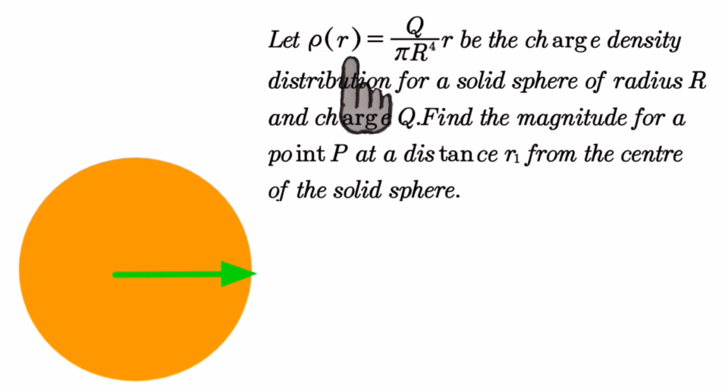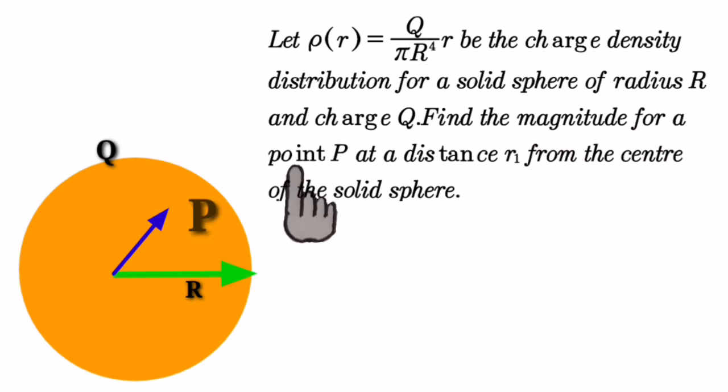Here the question is, let rho of r is equal to capital Q divided by pi into capital R to the power 4, whole into small r, be the charge density distribution for a solid sphere of radius capital R, and the total charge of the sphere is equal to capital Q. Find the field at point P inside the sphere, which is at a distance small r1 from the center of the sphere.